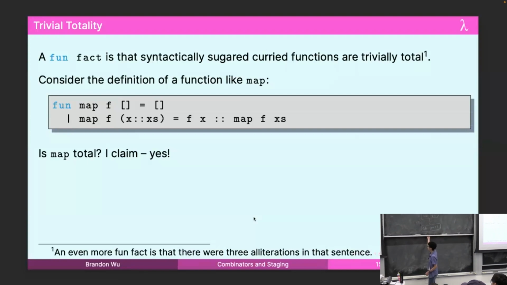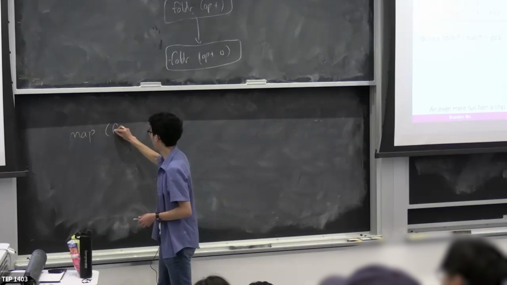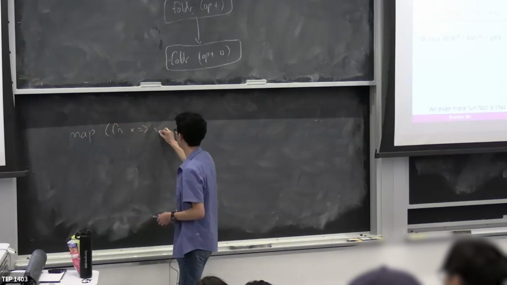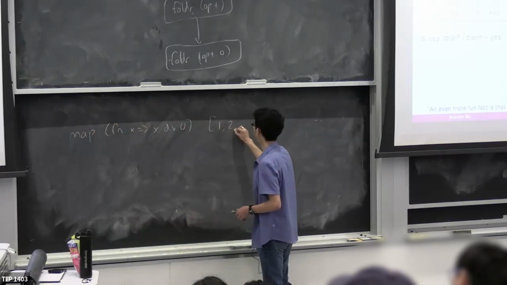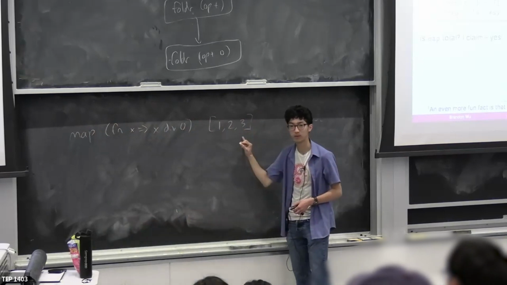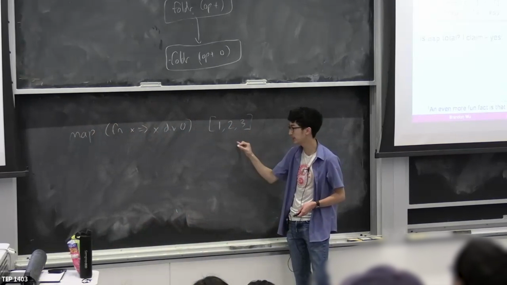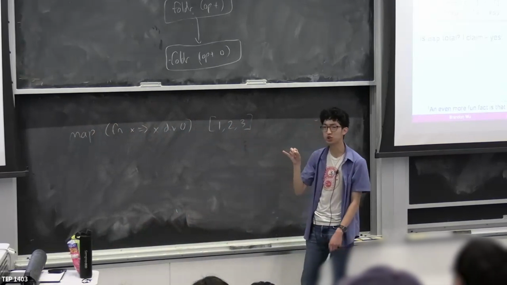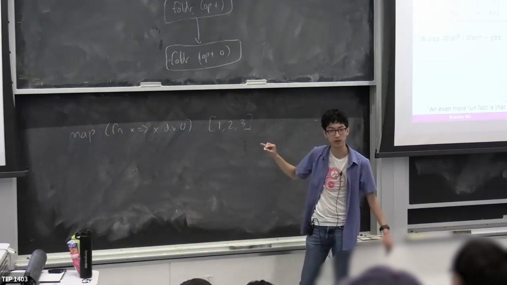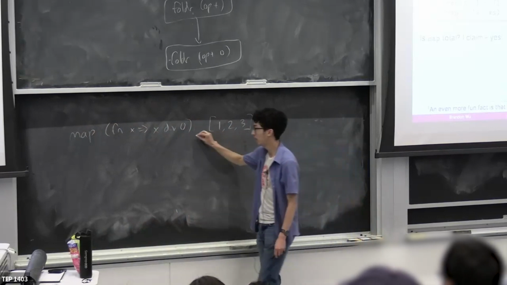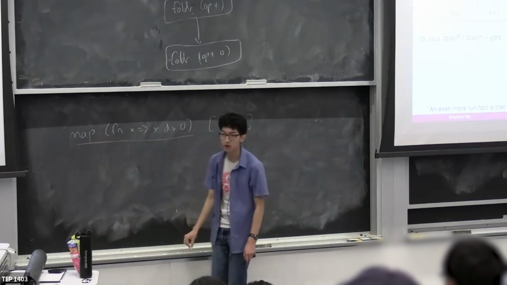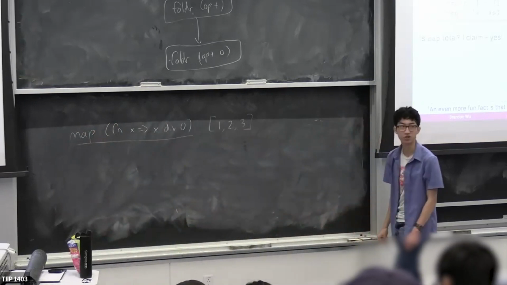Because isn't it true that if I did map fn x goes to x div 0, if I did this on 1, 2, 3, what would you expect the behavior to be? Raise an exception. So why is map total? I just told you map was total, but I just told you it raises an exception. I said map was total. I said nothing about map of this function. Okay, that's the distinction.